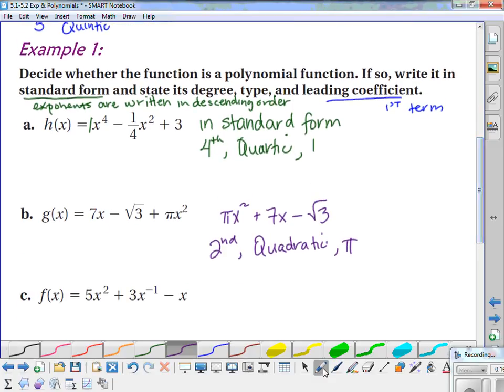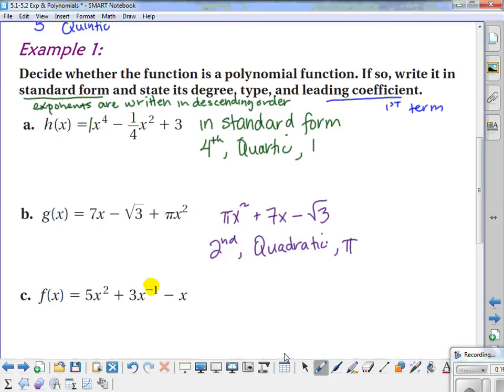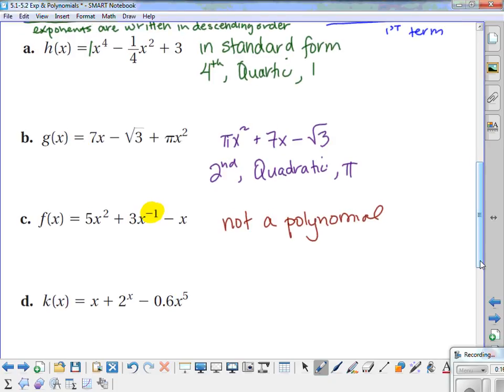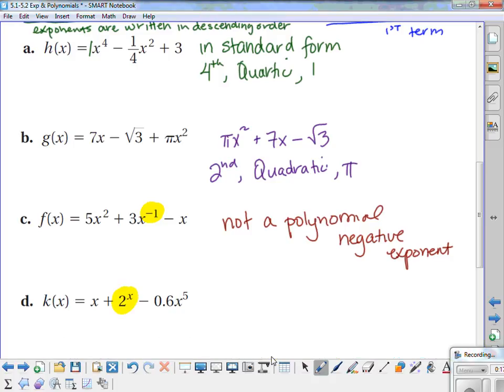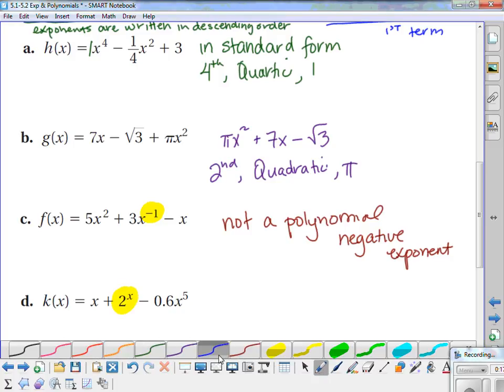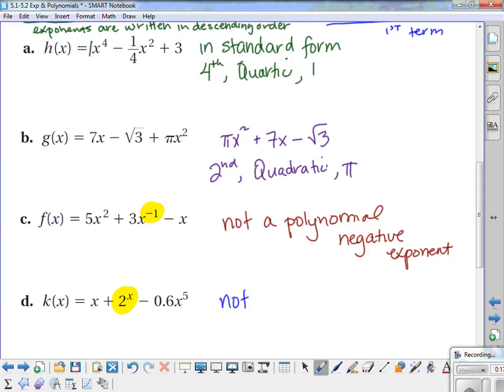Is that a polynomial? What do you think? No, we've got a -1 out there, so that's not a polynomial. And how about this one? Is that a polynomial? Why do you say no? That's like 5 variables. Well, there's only one variable, but look at where that one is. Okay, so it's not a polynomial because the variable is an exponent.